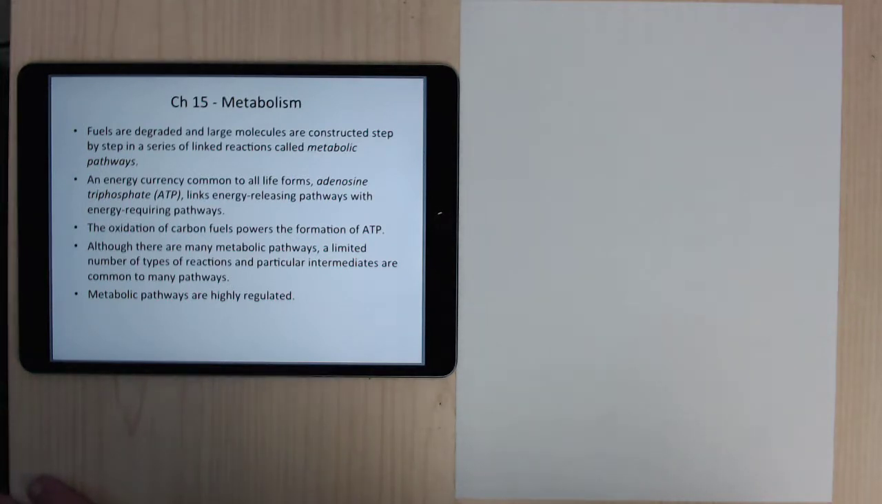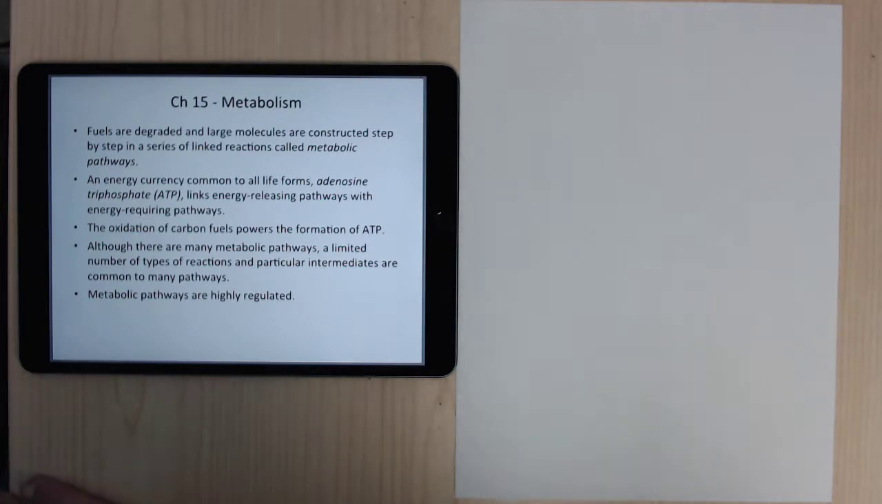Most of the things a cell does fall into two categories as far as metabolic pathways go. It's either to create energy by using large molecules to degrade down to small molecules and energy, or it's to build new molecules that the cell needs. Having these chemical steps linked, either breaking down or building up, is what's called a metabolic pathway.